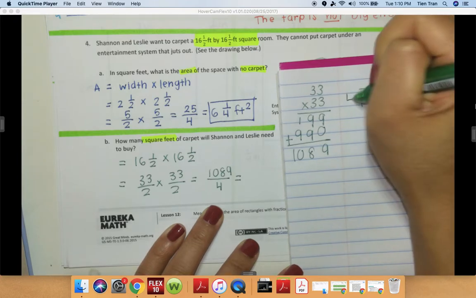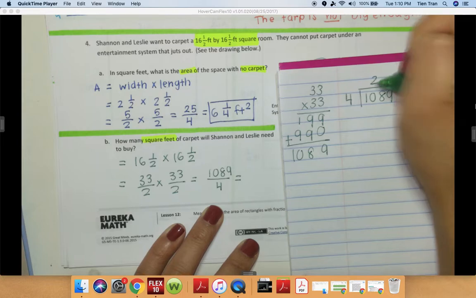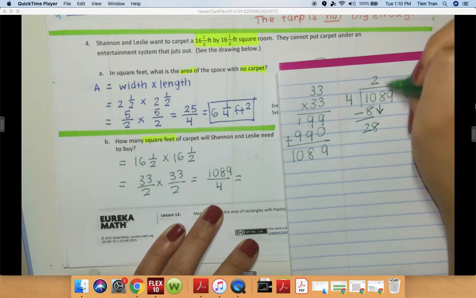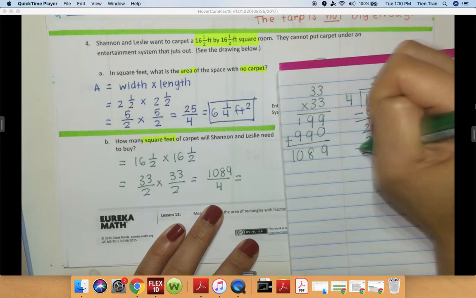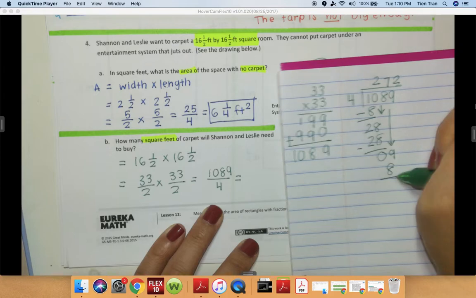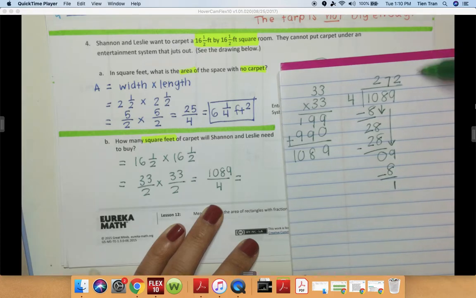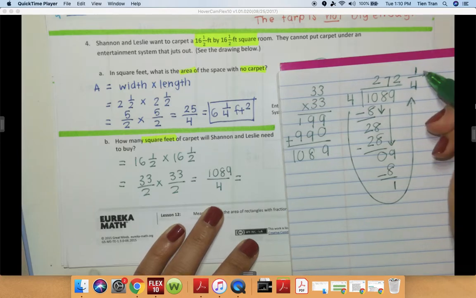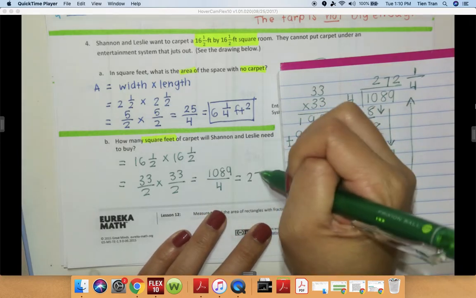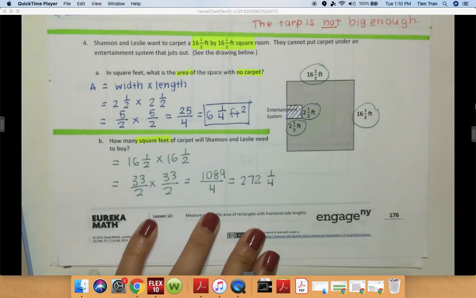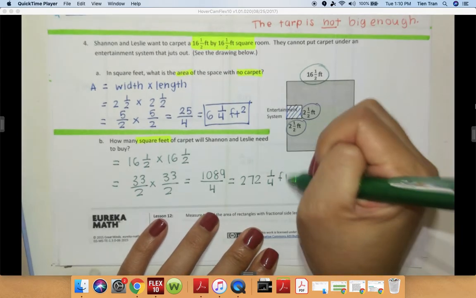1,089 divided by 4. 4 goes into 10 2 times. 4 times 2 is 8. 10 minus 8 is equal to 2. Bring down my 8. 4 times 7 is equal to 28. I subtract. Bring down my 9. 4 times 2 is equal to 8. 9 minus 8 is equal to 1. So my denominator is going to be 4 and my numerator is 1. So I get 272 1/4 feet squared.